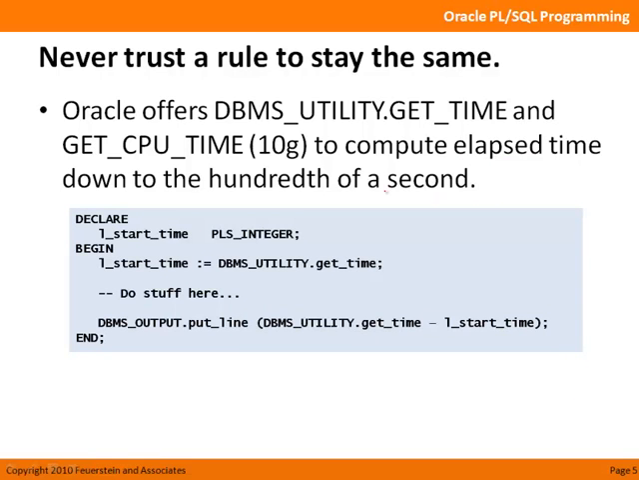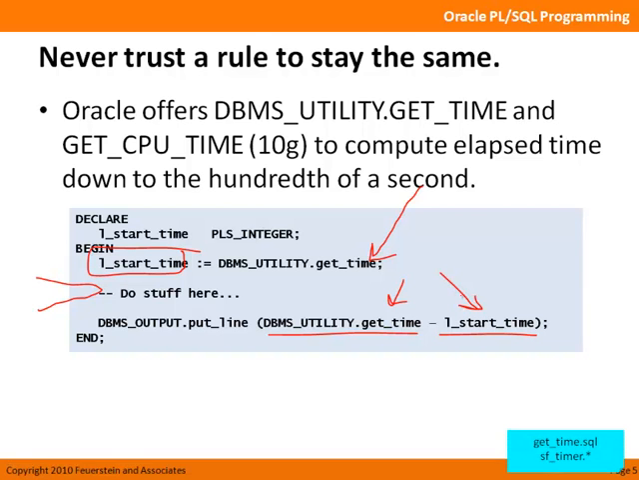So here's an example of how I might use getTime. I call the function before I start running my code, and I store that value. Then I run my application code that I want to measure. Then I call dbms_utility.getTime again and subtract the start time. So it's end minus start gives me the number of hundreds of seconds that have elapsed. Let's take a look.